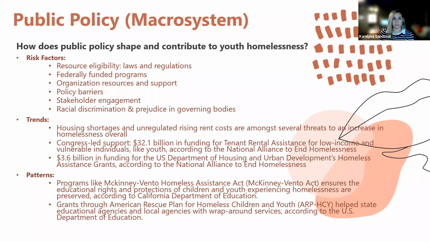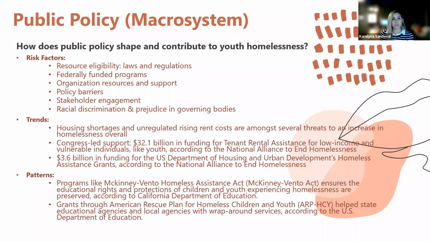also a risk factor. And some of the trends included housing shortages and unregulated rising rent costs as one of the threats in increasing homelessness overall. Congress-led support: there is currently a $32.1 billion bill in funding for tenant rental assistance for low-income and vulnerable individuals like youth. And this is according to the National Alliance to End Homelessness. So this is a Congress-led bill that would support this funding for the tenant rental assistance program.